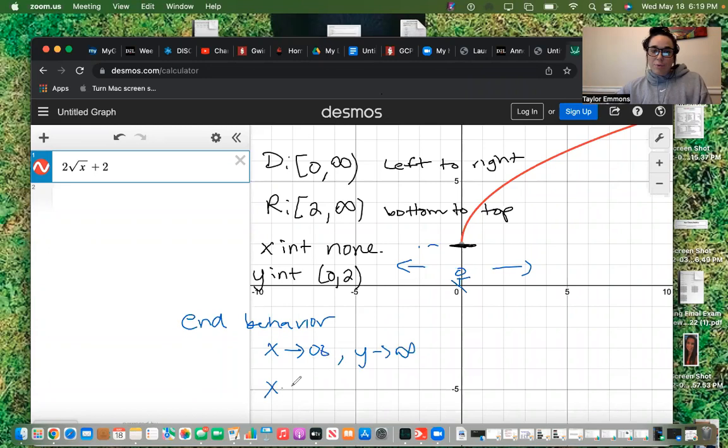As x is approaching 0 from the right, and we saw this on one of our Delta Maths. I'm not sure if they're going to ask you this question, but you could see it. So as we're going from the right and looking towards the left, what's happening to our y values? Well, they're getting closer and closer to 2. So y is approaching 2. Again, I don't know if they'll ask you an end behavior question, but they could.